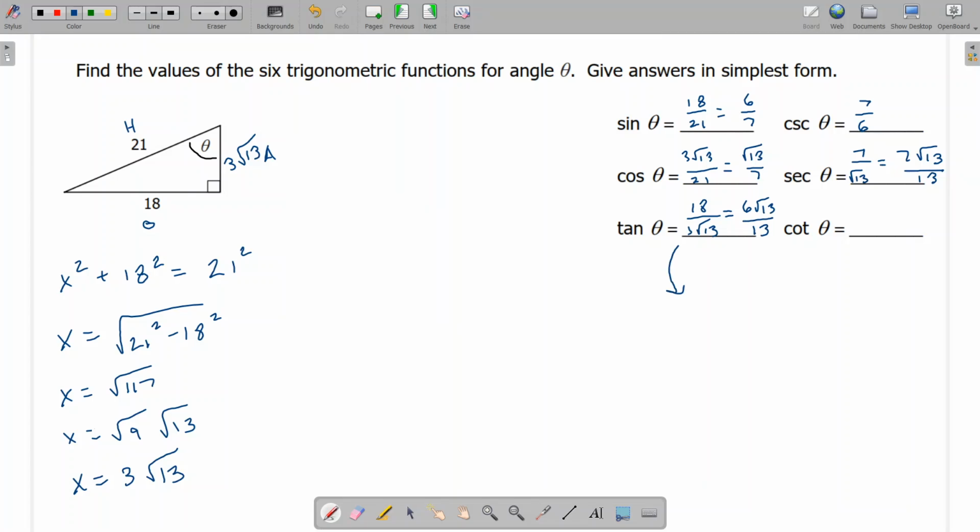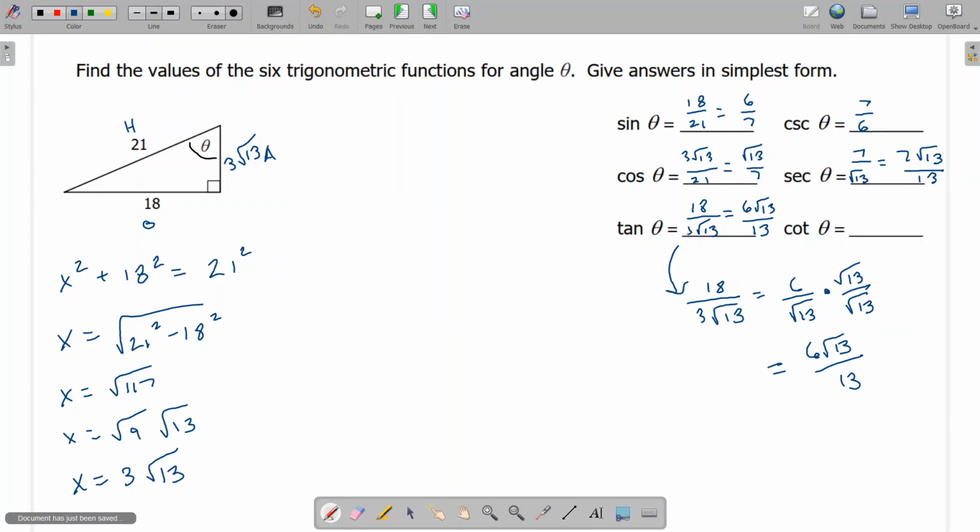Now, I'm skipping some steps here. I should write this out better. Okay, what I'm doing is I reduced first, and then rationalizing, remember, means to multiply by that square root that's in the denominator. So this would give us 6 radical 13, and then square root of 13 times square root of 13 is just 13. So that's what I'm doing here. The process isn't too crazy, so I'm just doing it in my head here.